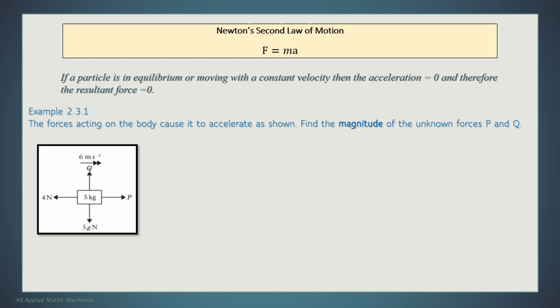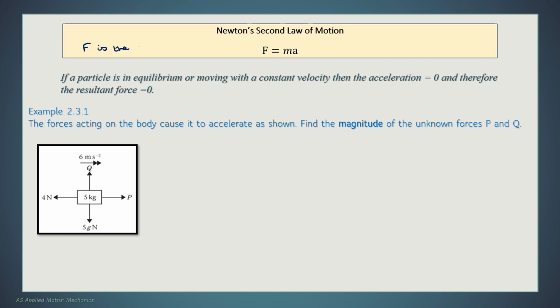So looking at example 2.3.1, the forces acting on the body cause it to accelerate as shown. Find the magnitude of the unknown forces P and Q. So when we're doing this, very, very similar to the examples that we were looking at earlier. So example 2.1.3, where we had forces acting horizontally and vertically, and we looked at the resultant force in the x direction and we looked at the resultant force in the y direction. When we're doing F equals ma, F is the resultant force. So that's what you're looking for. So it's exactly the same as what we've just been practicing.